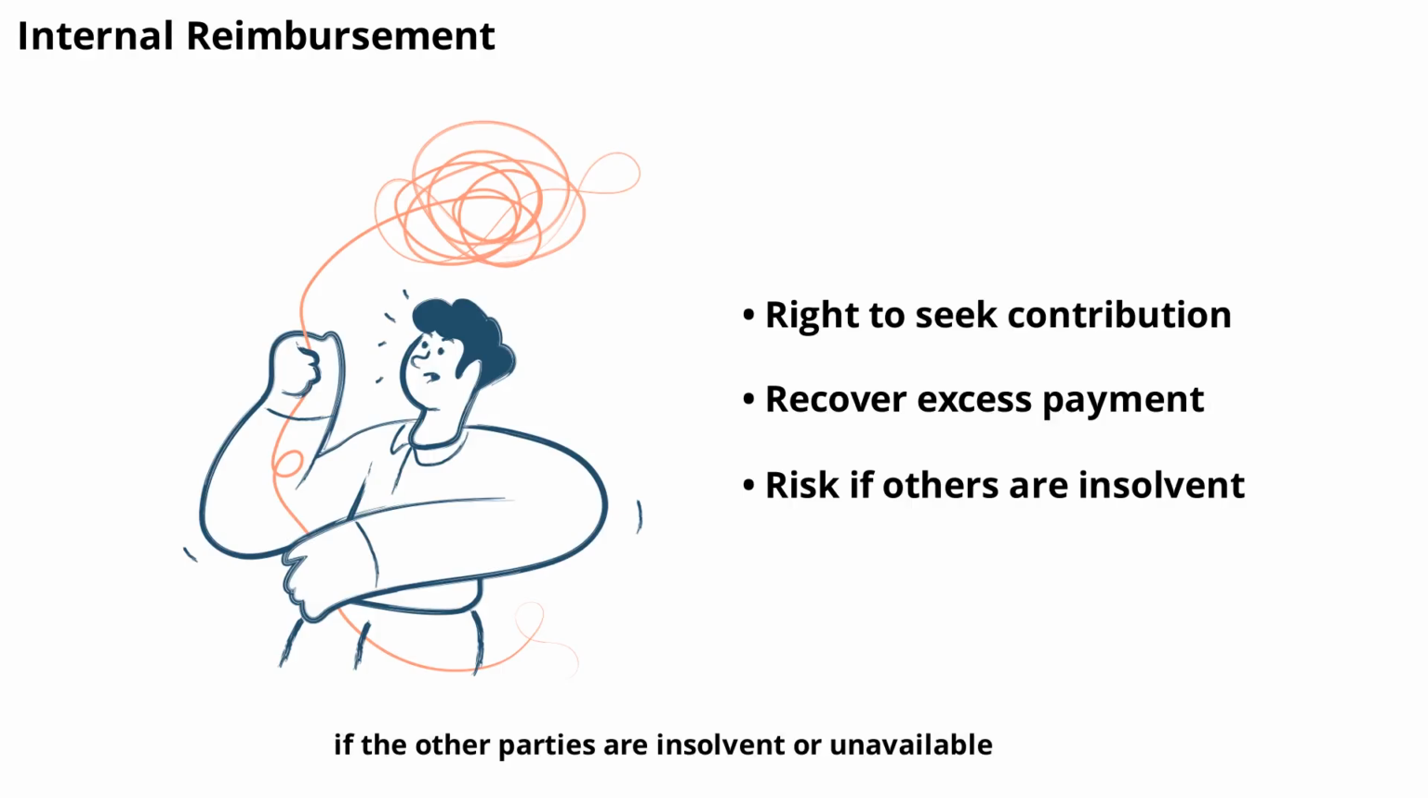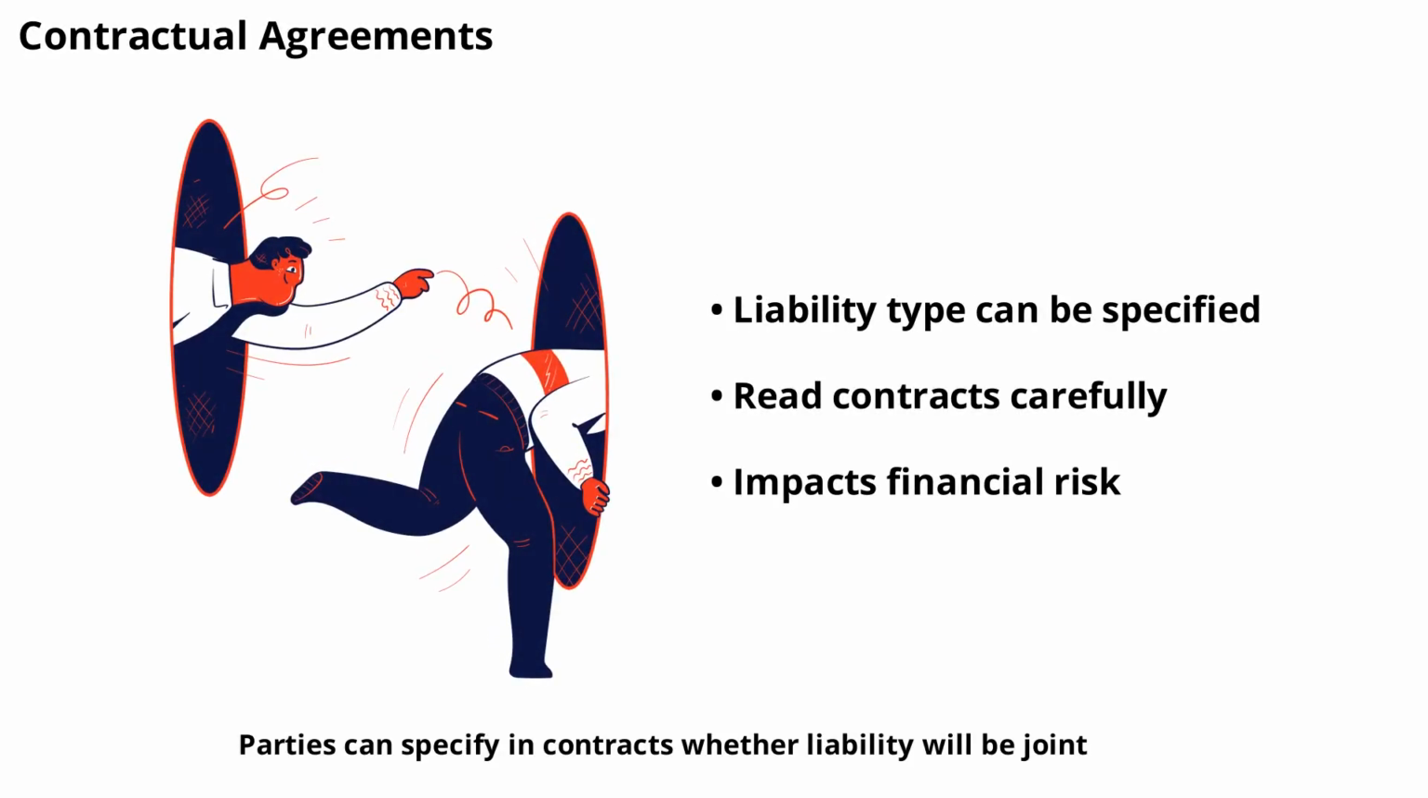However, if the other parties are insolvent or unavailable, the paying party may not be able to recover their money. Parties can specify in contracts whether liability will be joint, several, or joint and several. It's important to read and understand these terms before signing any agreement. The choice of liability structure can have significant financial and legal consequences, especially if disputes or defaults arise later on.